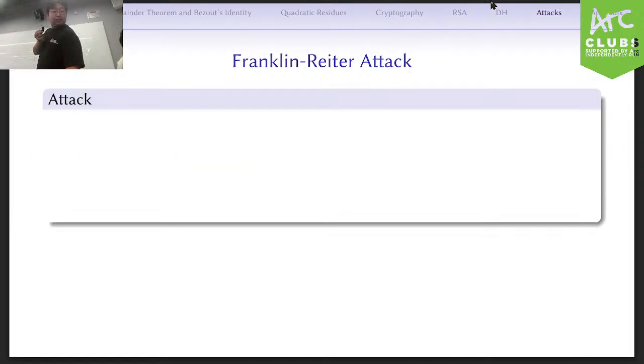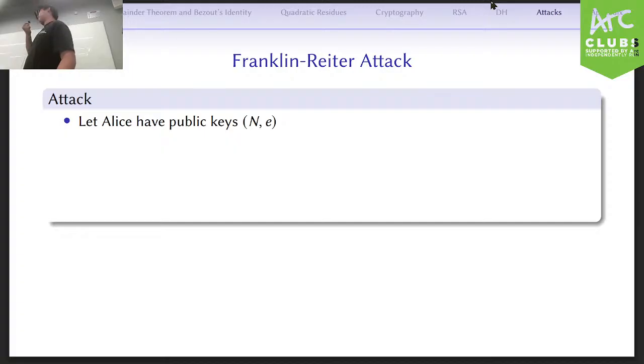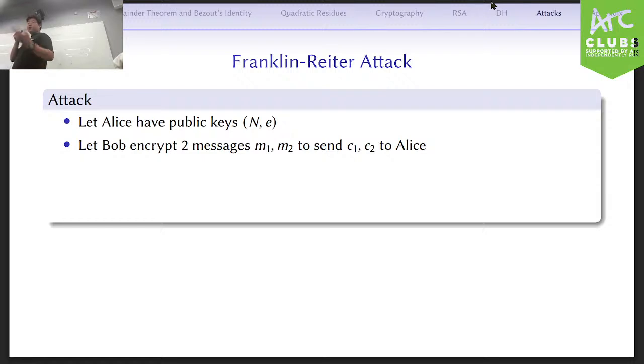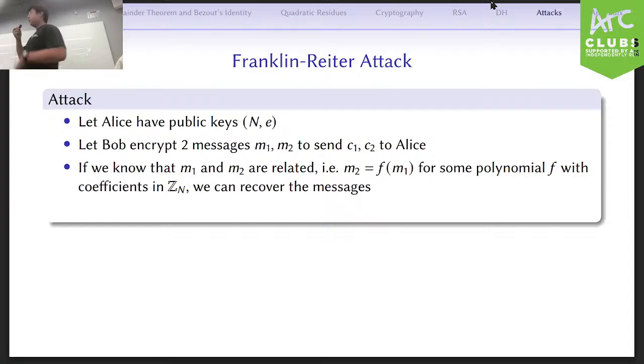Okay. The third attack we're going to look at is called the Franklin-Reiter attack. The conditions for this attack are another Alice-Bob scenario. Alice has public key N and e. Bob wants to encrypt 2 messages, M1 and M2, to send to Alice. We can use this attack when we know that the messages Bob is sending are very, very similar, right? Say we know M1 and M2 are related in some way, and we can describe this relation using a polynomial. This is when we can execute this attack and actually recover both messages.